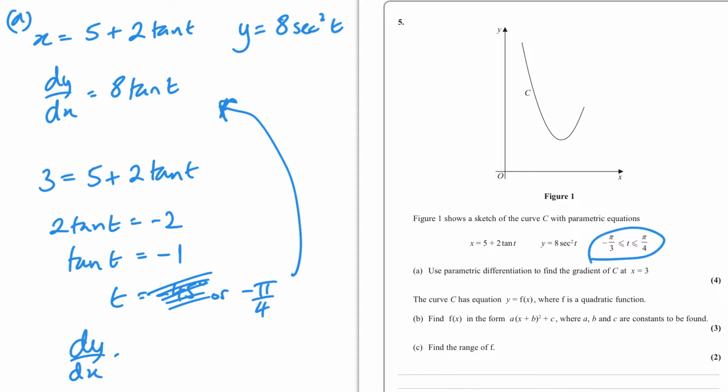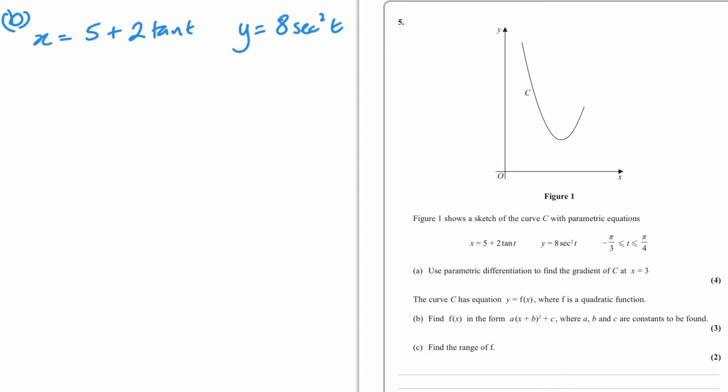So dy by dx is 8 tan minus pi by 4, or I can actually see it straight from this part here. Tan t is negative 1. I could just substitute this straight into here. 8 times negative 1. It doesn't really matter. But yeah, my gradient is going to be negative 8. And that's part A done.